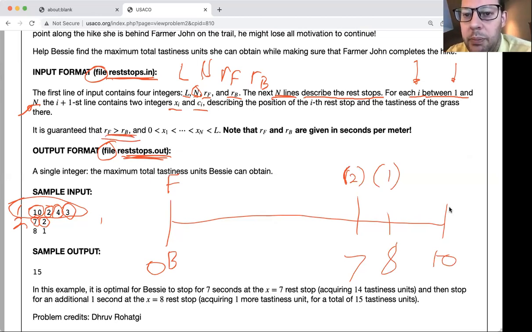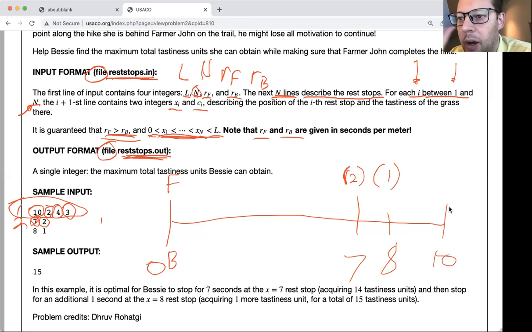I think they mentioned that already, but we know for a fact that Bessie is faster. And 0 is less than x1, is less than x2, 3, 4, up to n, which is less than L. That tells us it's in sorted order, so we don't need to worry about sorting these rest stops according to this input.